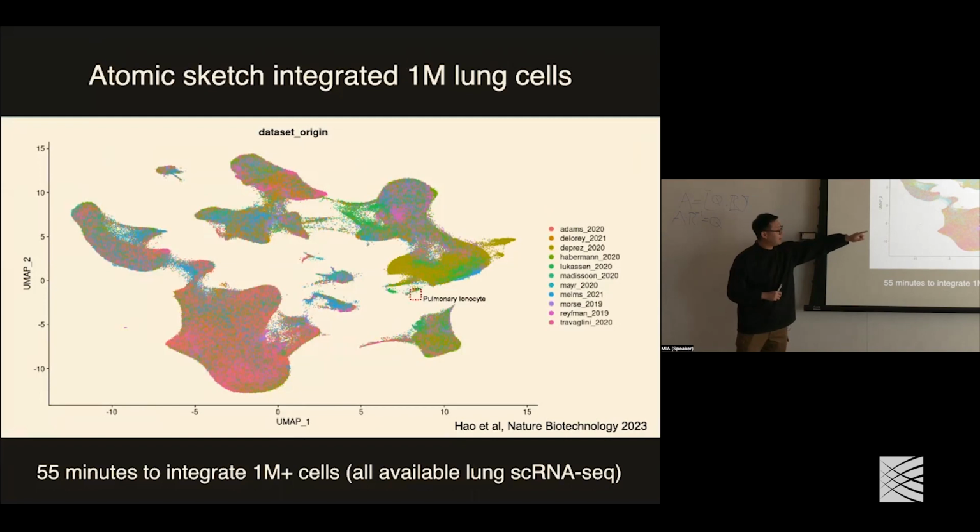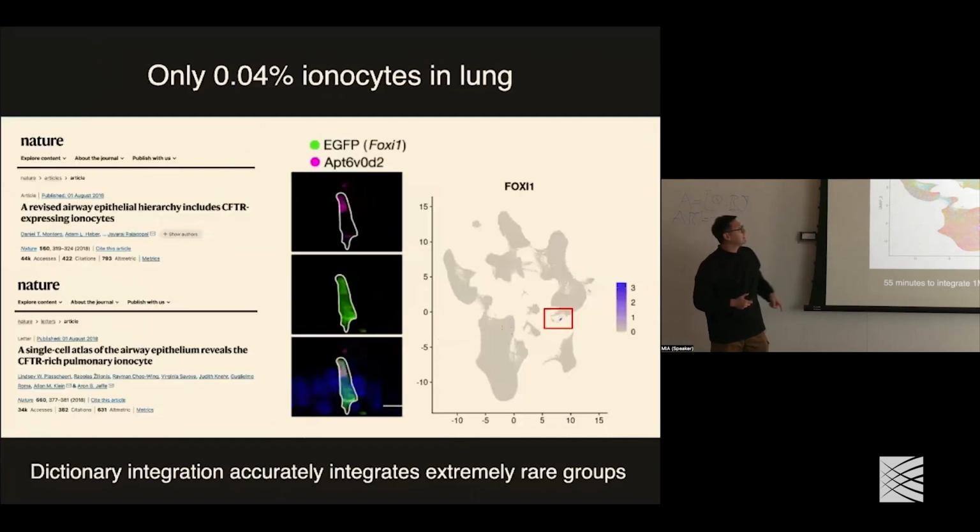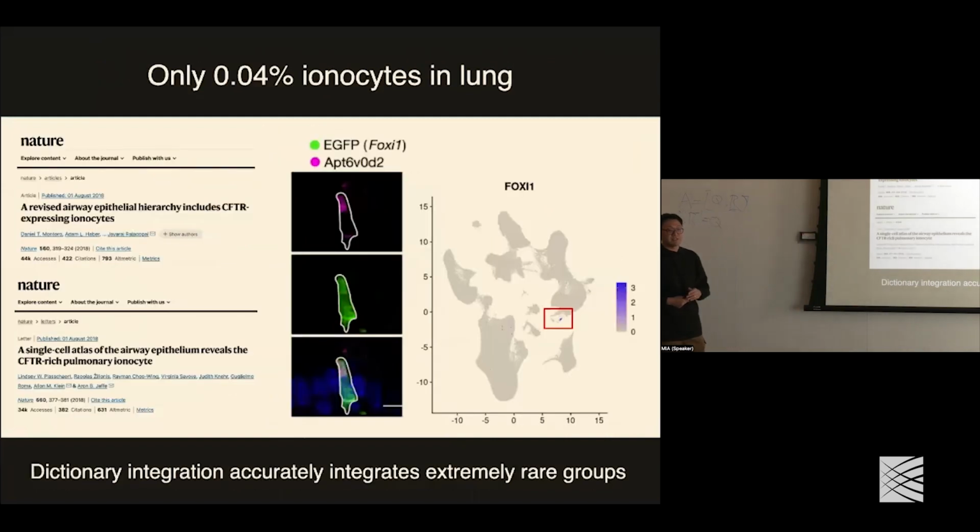Here I also want to highlight one result, this ionocyte population. It is a very rare, super rare population, around 0.04% in the lung. People know that these cells express many cystic fibrosis related genes, and this population was largely ignored before. But now in our sketch integration, we can see they have strong markers and form their own unique cluster. That means with our dictionary learning, we are not going to lose those rare populations.